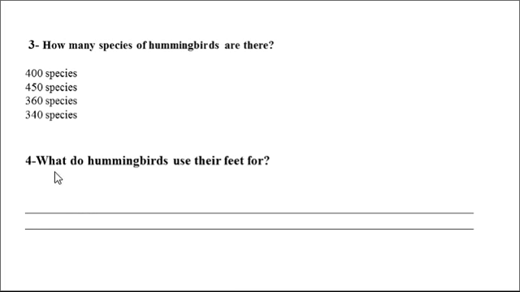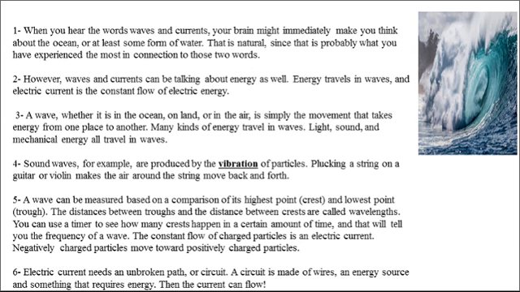Then you will have another kind of question where you have to write some information here. Like this example, what do hummingbirds use their feet for? The answer is from the text. So you go back to the text and get the answer and write it down here. There are no choices here. You have to write your answer here. You will have multiple choice questions for each reading text, and maybe 2 or 3 questions like that.